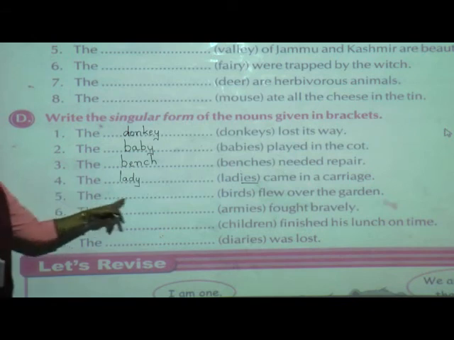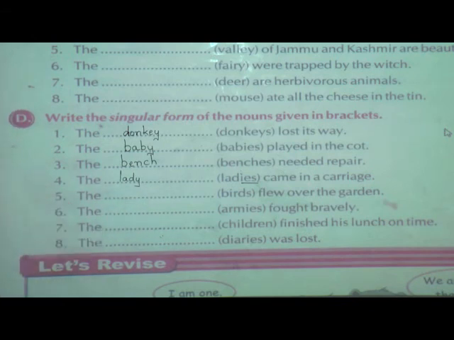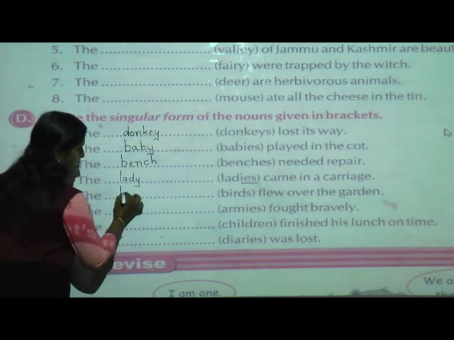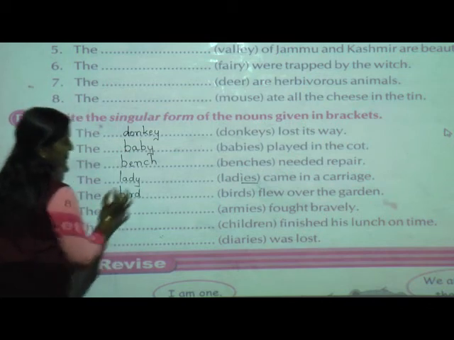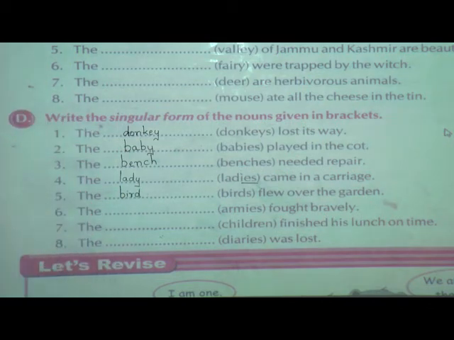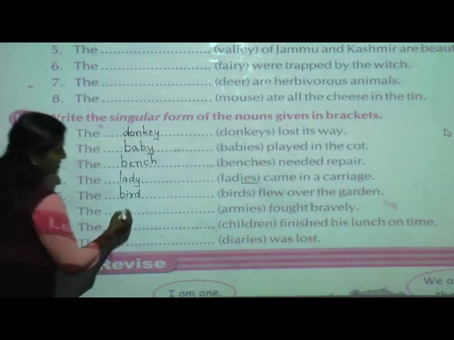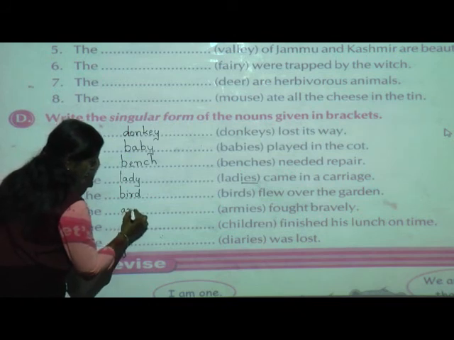Next, the birds flew over the garden. Now here, in which form is it? Plural. You have to make it singular. So I am only going to cut S. So my answer is bird. Okay, sixth one. So tell me students, what will be the answer when IES is there in the noun? Yes, I am going to cut that IES and add Y. So the armies fought bravely. What is in the noun? Armies. So what is the singular form of armies? Army.